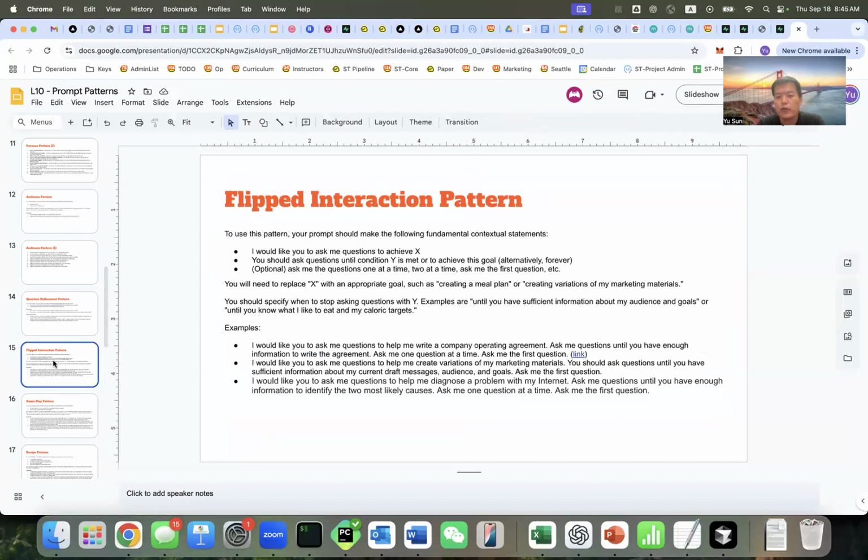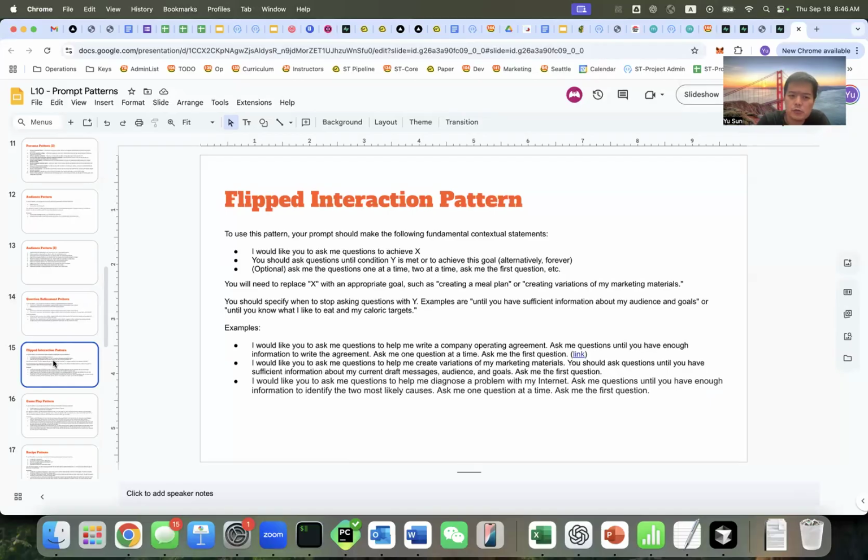All right, moving forward. The next pattern to look at is something called the flipped interaction pattern. This is also very useful. This is how it works. So I would like you to ask me questions to achieve certain goals. And you need to ask questions until condition Y is met or this goal is achieved. Ask me the questions one at a time, or two at a time, and ask me the first question. So this pattern actually solves the problem that sometimes we don't know what kind of questions to ask.